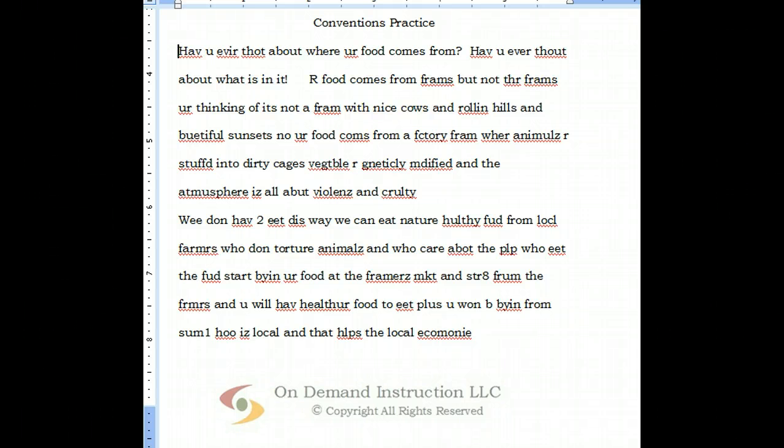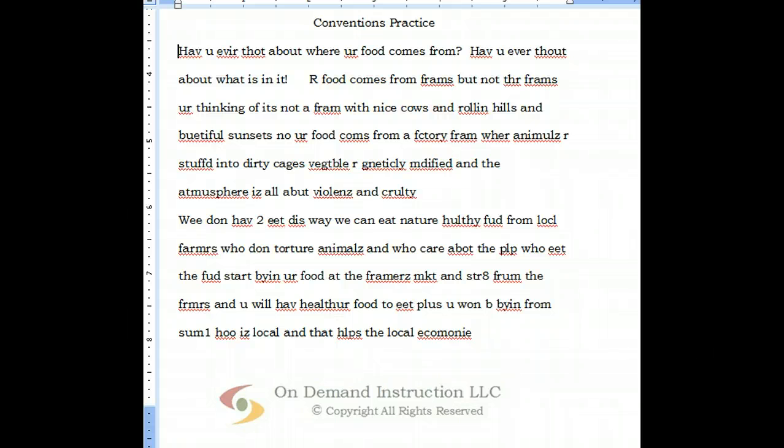We know it has a lot of mistakes because it's been written in Microsoft Word, and the red squiggly lines that are underneath words tell us where some of the mistakes are. Interestingly, it does not tell us where all of the mistakes are, so some of these we're going to have to find on our own.